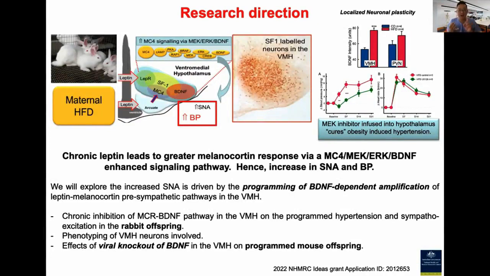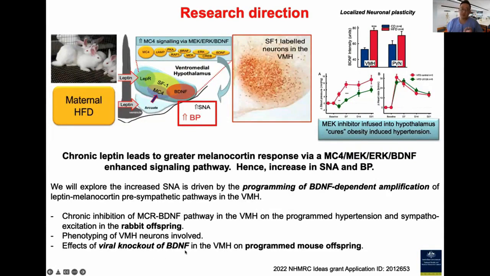So we're looking at whether the high-fat diet in mothers is affecting the development of brain-derived neurotrophic factor in the offspring, and whether that change is causing the hypertension in the offspring via the leptin and melanocortin signaling pathway. So we're narrowing it down a little bit more to the specific part of the brain driving these changes. To do that, we will use, again, the rodent offspring model, as well as, this time, a viral knockout of BDNF in the rodent model.